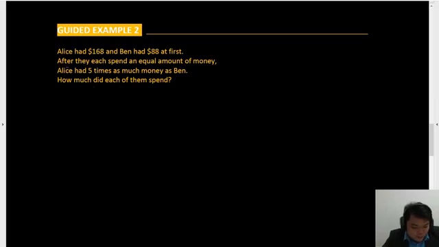Number 2. Alice had $168 and Ben had $88 at first. So after they each spent an equal amount of money, Alice had 5 times as much money as Ben. How much did each of them spend?